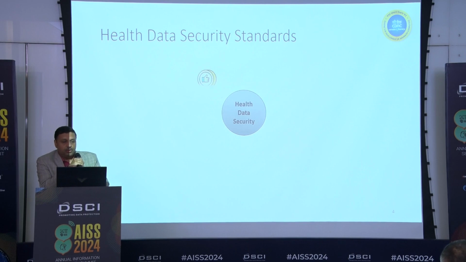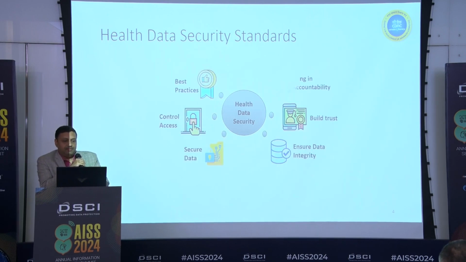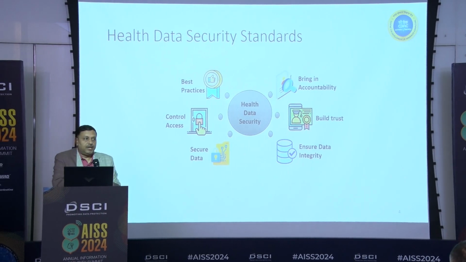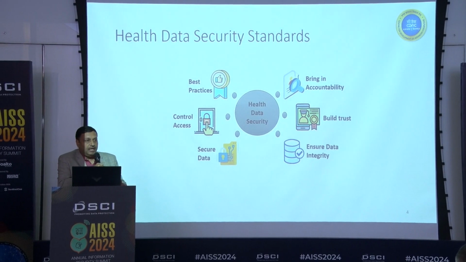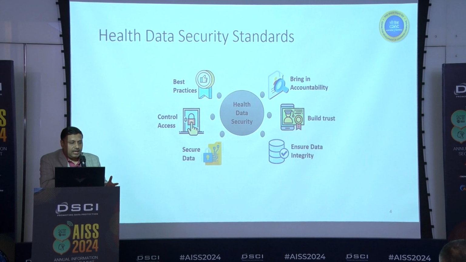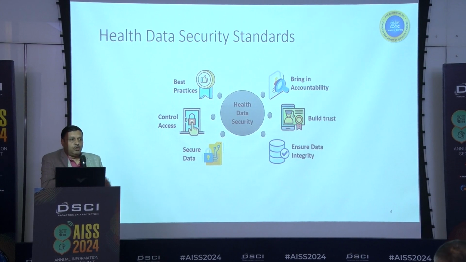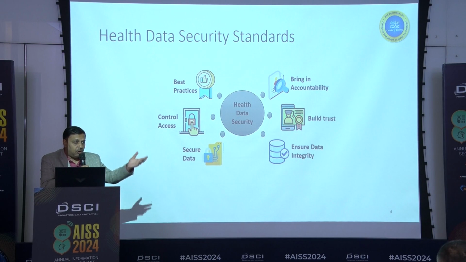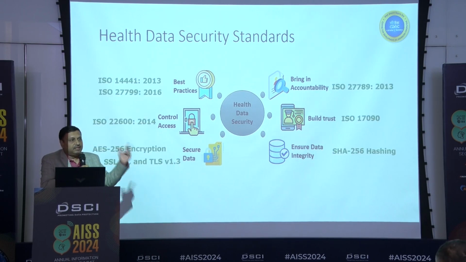So, if you look at it, healthcare data security will require us to look at six aspects. We need to bring in accountability, build trust, have data integrity, secure our data, control the access, and also follow the best practices in the scope wherever we are. If it is a clinician, there has to be a best practice for the clinician to ensure data security at their level. But if it's a cloud, then there has to be a best practice for cloud operators to also ensure that healthcare data is secure. And these are some of the standards.